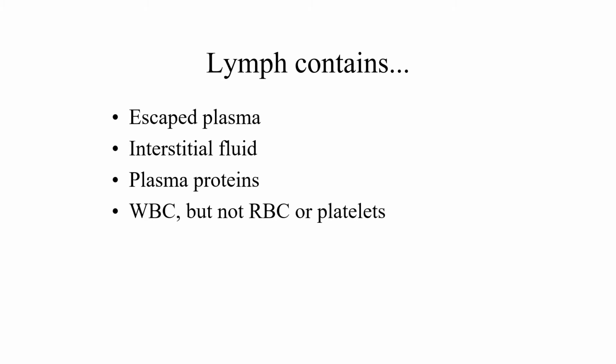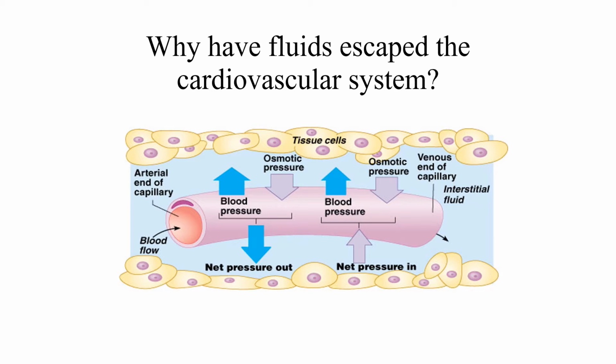So you may say, well, why do we have escaped blood plasma and blood cells like white blood cells in our lymph? Well, we have to go back and consider how these fluids got out of the cardiovascular system in the first place. In the previous chapter on blood vessels, we talked about hydrostatic pressure pushing fluids out of our capillaries and osmotic pressure pulling it back in at the venous end of the capillary.